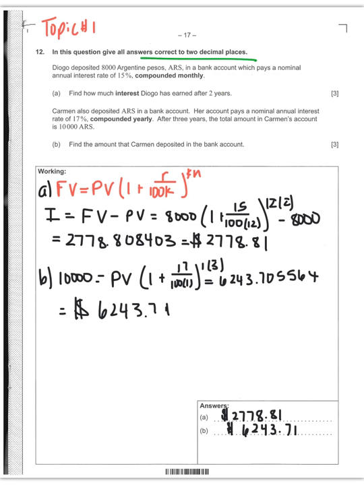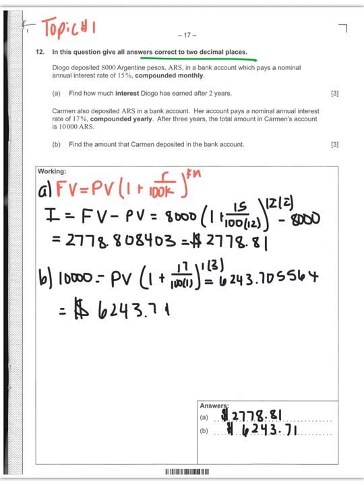Number 12 is topic number 1. We're talking about some compounded interest and some money again. So this is the compounded interest formula, which is in your formula booklet. And part A wants to know how much interest he's earned after 2 years. So your interest is your future value, what you end up with, minus the present value, what you put in. That is how much interest you earn.